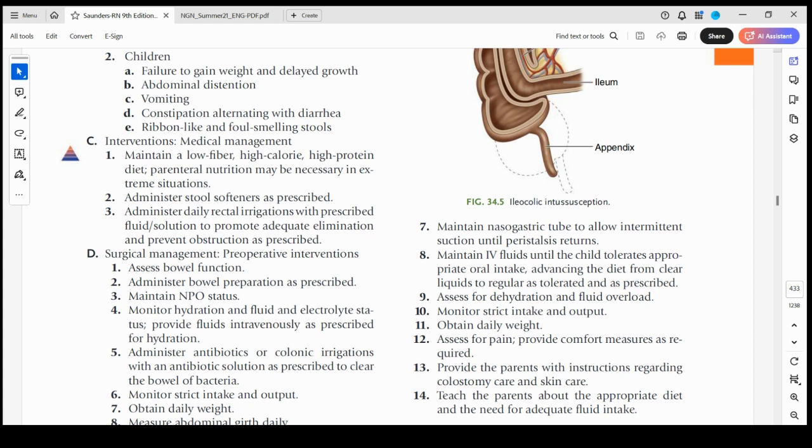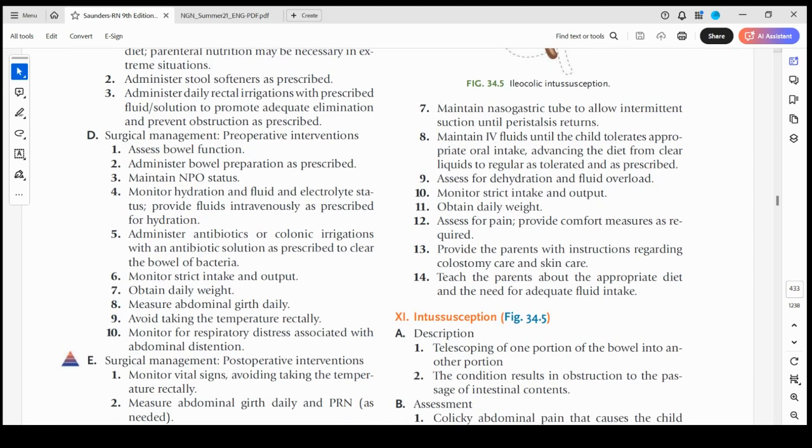All right, these people would need a low fiber diet, high calorie, high protein. Parenteral nutrition may be necessary in extreme situations. Stool softeners and daily rectal irrigations promote adequate elimination and prevent obstruction, as prescribed.